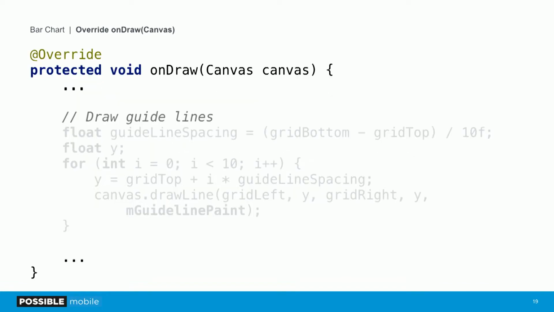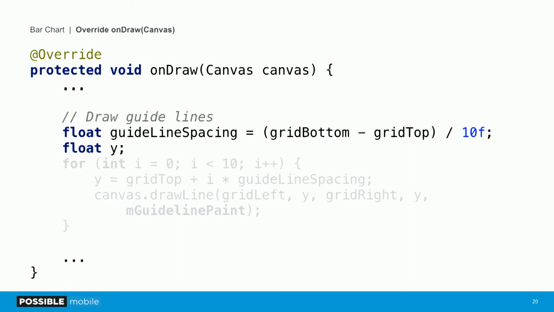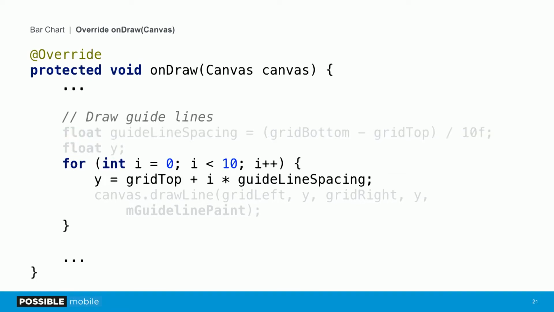Next up, we're going to draw our guidelines. Similar to setting up the area that we want to draw our grid within, the next thing we're going to want to calculate is how we're actually going to place these lines. In this case, we know that we want it on every 10th percent. So if we take the total height of our grid, which is just going to be our bottom minus our top, and divide it by 10, that's going to be the spacing in between each individual line. So now that we know that, we can just start at the top and iterate through. We know we want 10 lines, so we're going to iterate through this loop 10 times.